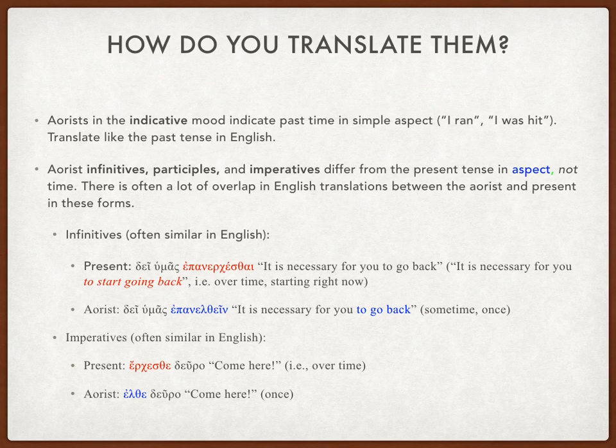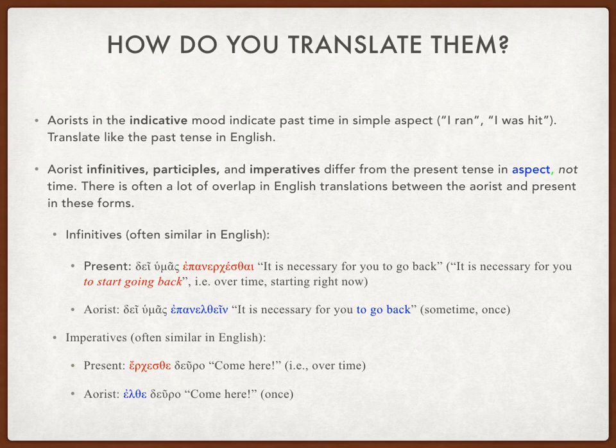And this also comes across with imperatives. Why would I give a command in the aorist? Well, look at the difference between these two forms. I could, for example, say erkeste or erchou dero. Come here. But what that really means in the present tense is kind of come here over time, like start coming over here, start walking towards me. You may not get there, but at least start the process, start fixing that car, start coming over here.